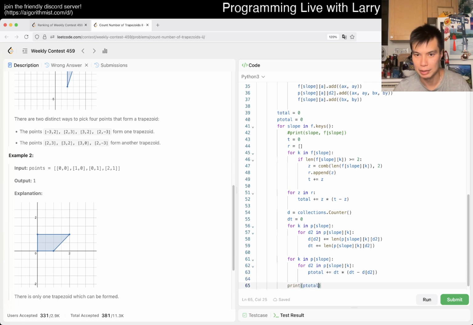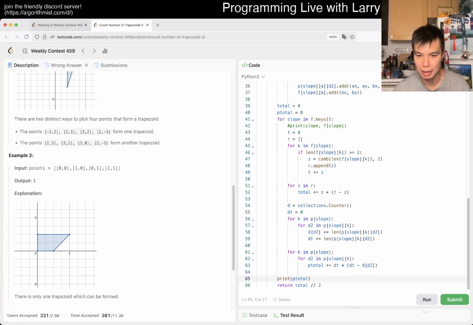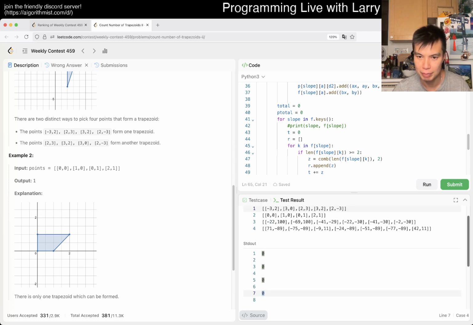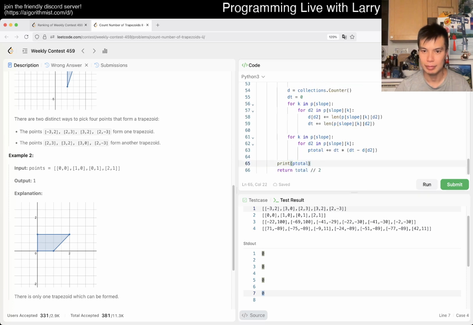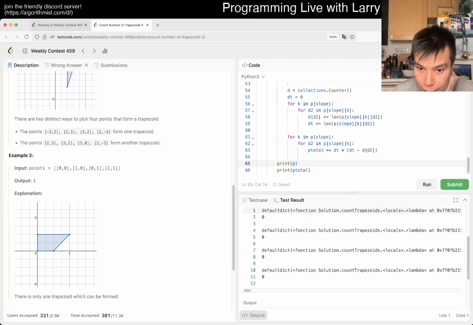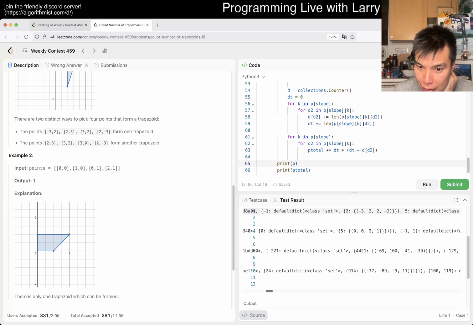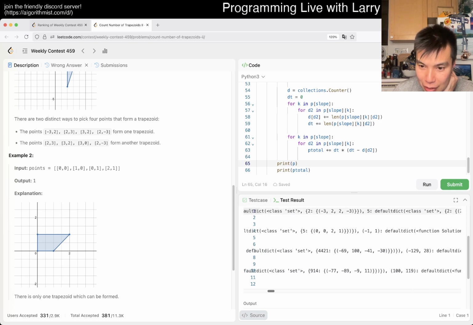Yeah, let's just print out this p total real quick. I think this is also double counted, but we'll see. Okay, well, this should give me a non-zero response, so that's not great, right? Okay, we have the slope, the intercept, and then the distance, 914.